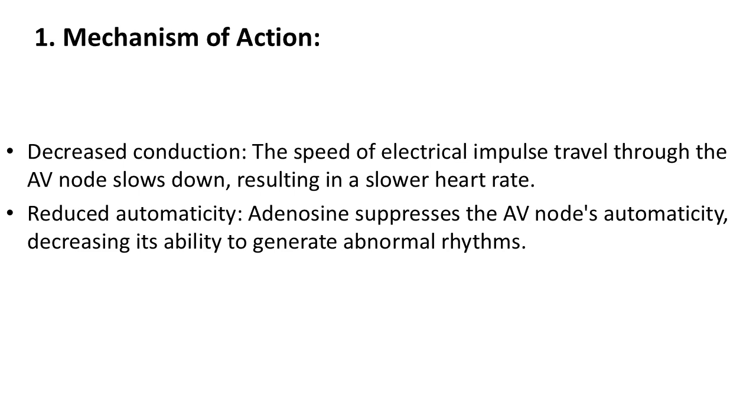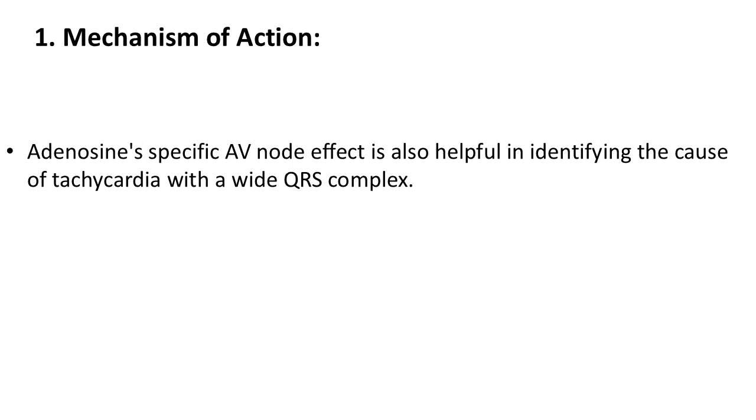Decreased conduction. The speed of electrical impulse travel through the AV node slows down, resulting in a slower heart rate. Reduced automaticity. Adenosine suppresses the AV node's automaticity, decreasing its ability to generate abnormal rhythms. Adenosine's specific AV node effect is also helpful in identifying the cause of tachycardia with a wide QRS complex.